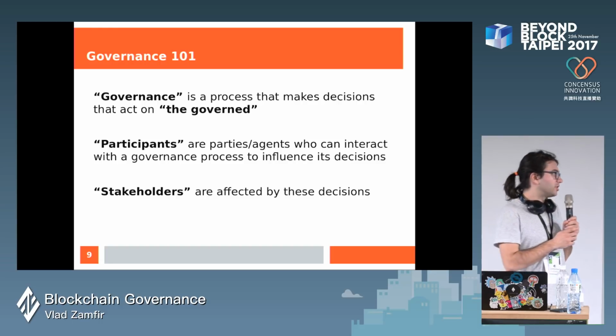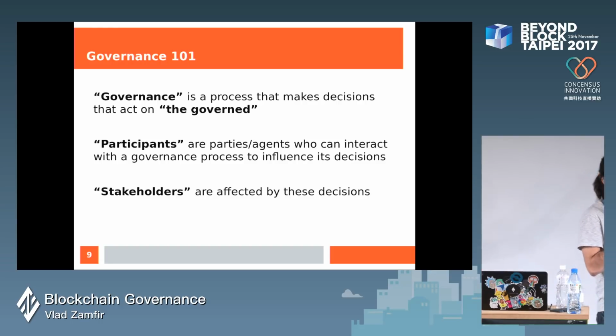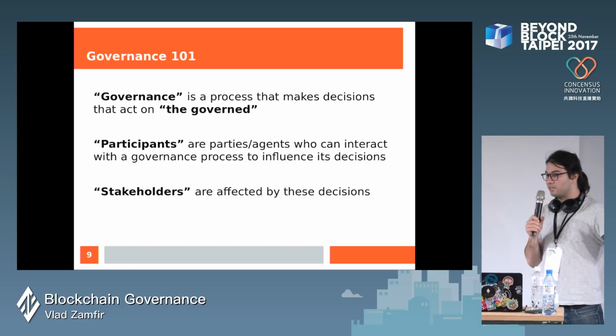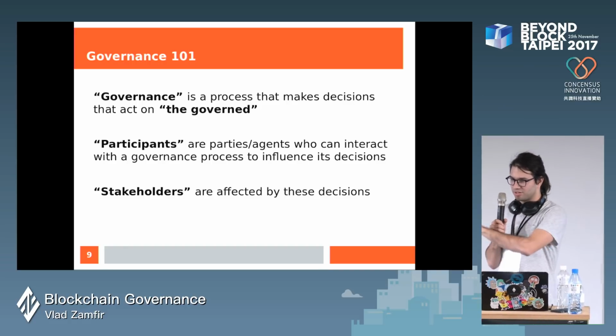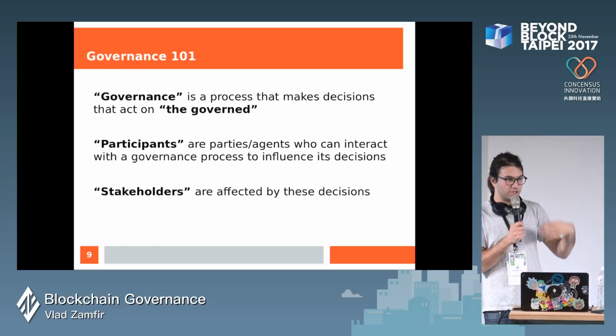All governance processes make decisions. Governance processes are fundamentally about making decisions on some kind of resource that's being governed, and I refer to that resource as the governance process's object.